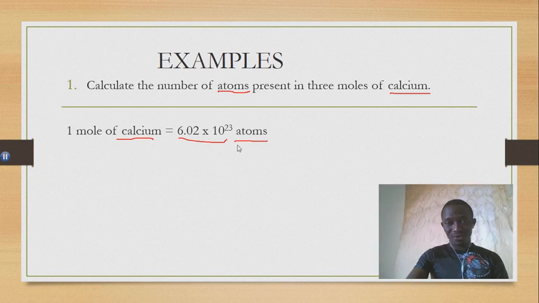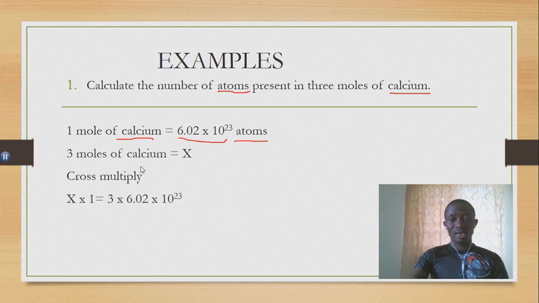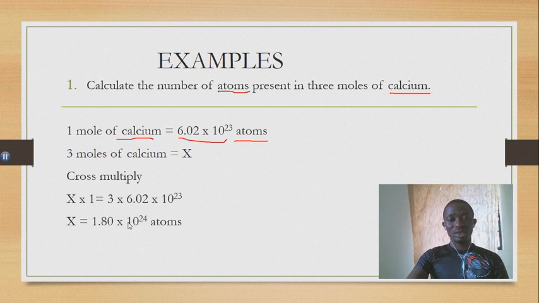Now what is the question asking us to do? Calculate the number of atoms. So I don't know the number of atoms that will be present in 3 moles. And very simple, I'll just put 3 moles of calcium, we have X. If that is the case, I cross multiply. And when I cross multiply, I have X multiplied by 1 equals 3 multiplied by 6.02 times 10 raised to the power 23, and my answer becomes 1.80 times 10 raised to the power 24 atoms. So it is as simple as that.